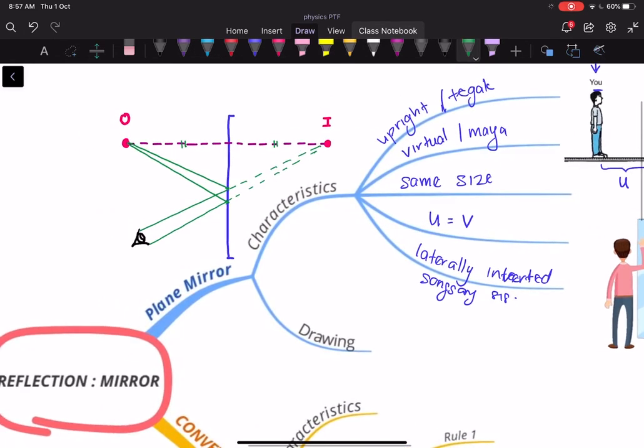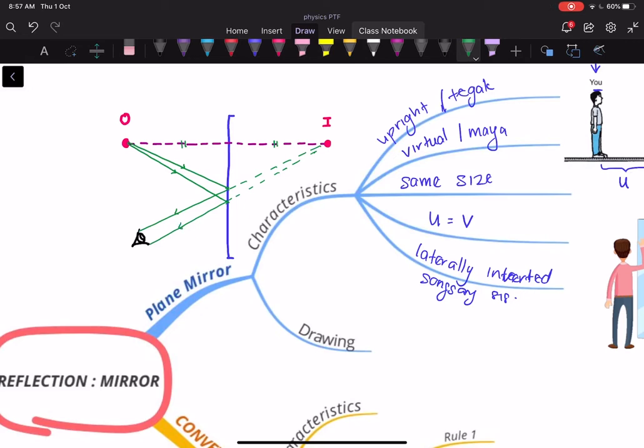So now, how do you explain this? What exactly happens? Remember, light ray always travels daripada object, yeah? Okay, so what's going to happen here? The light ray from the object travels towards the mirror. At the mirror, what's going to happen here? The light ray is reflected towards the eyes, yeah? The light ray from the object is reflected towards the eyes.